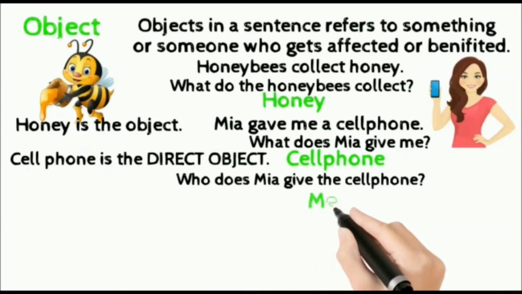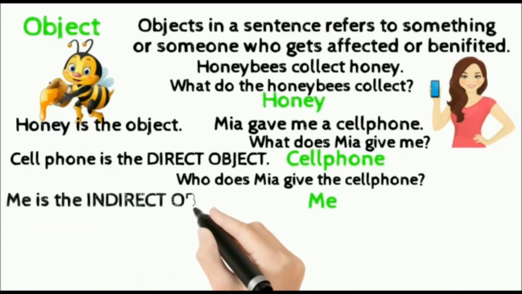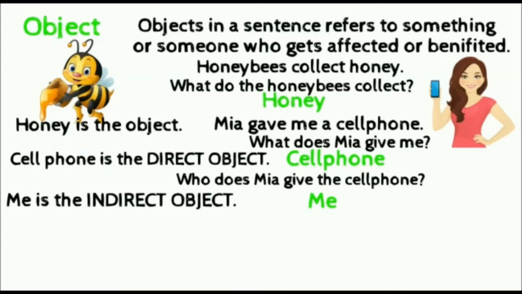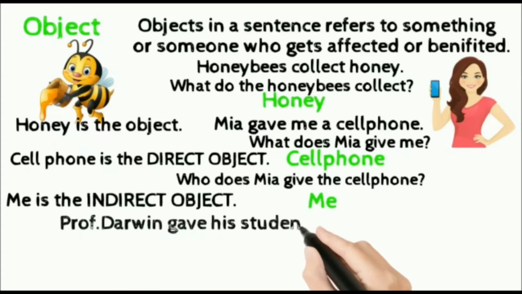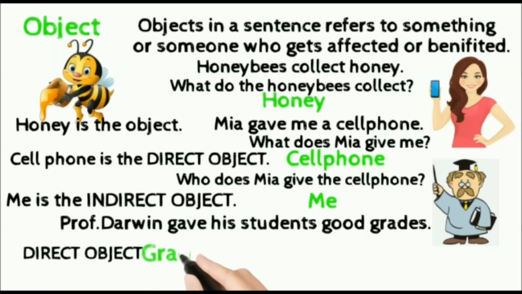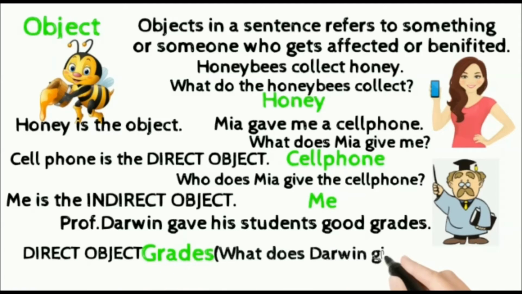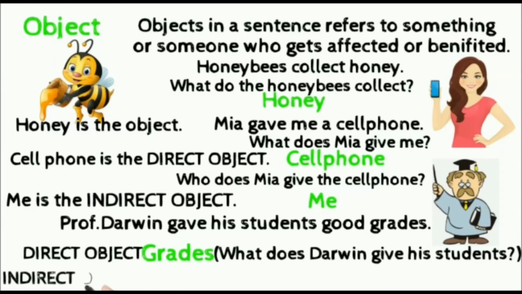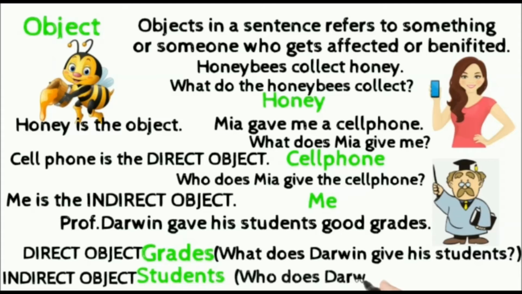Who does Mia give the cell phone to? Me. So me is the indirect object. The last example, Professor Darwin gave his students good grades. So the direct object here is grades. It responds to the question, what does Darwin give his students? And the indirect object is students. It responds to, who does Darwin give the grades to?